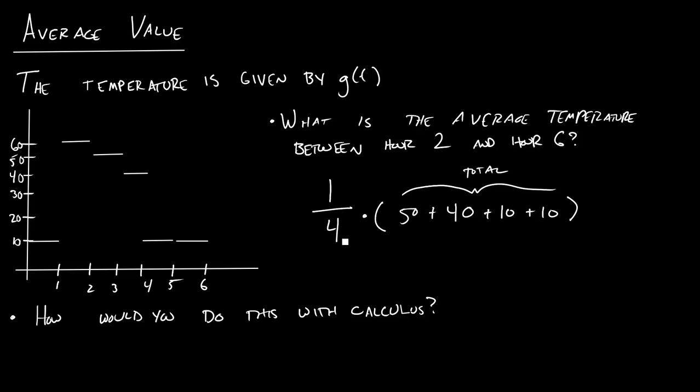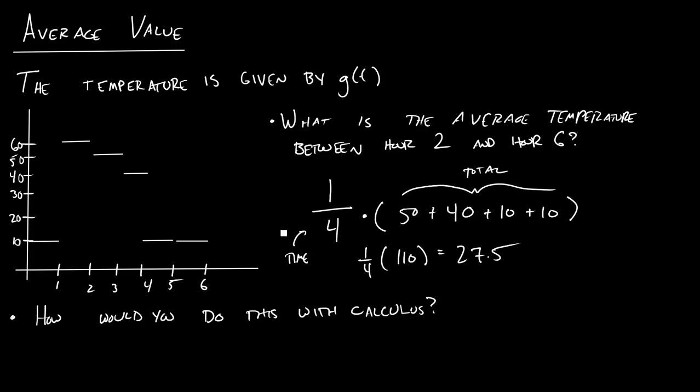And so this is more the amount of time, right? And so our average in this case would just be 1/4 times 90, 100, 110. And so you'll get 27.5 if you work that out in your calculator. Now, so how would we do this with calculus?